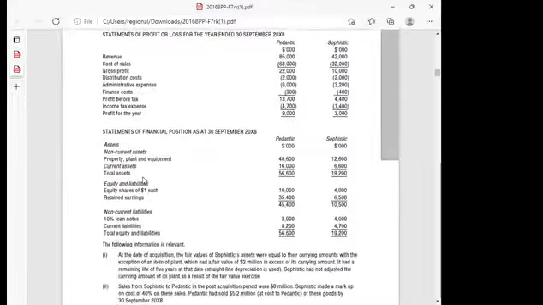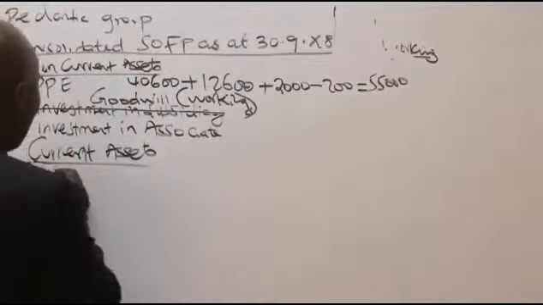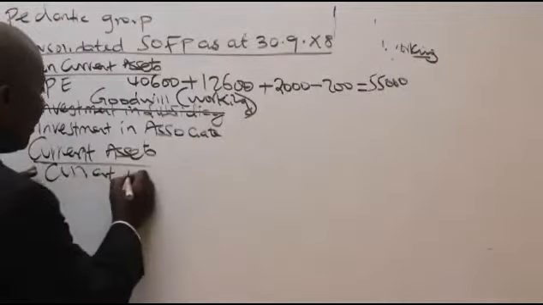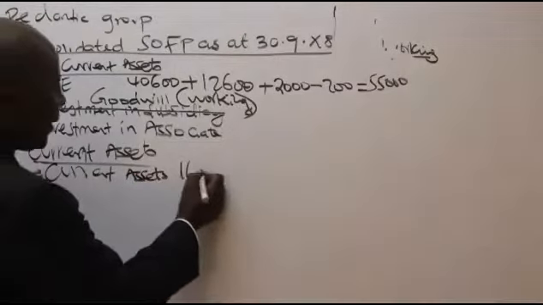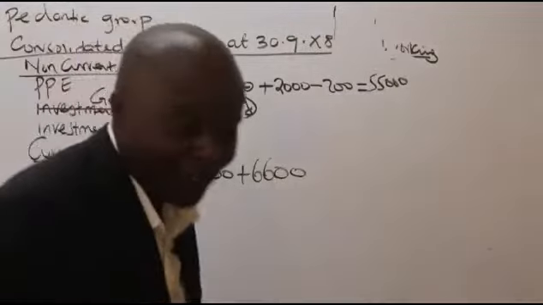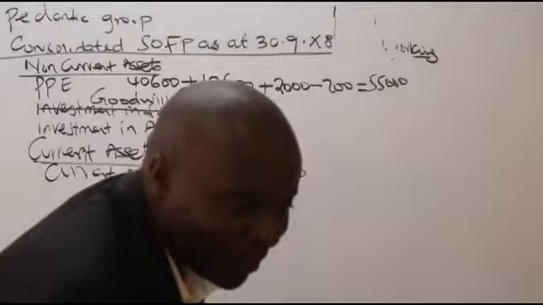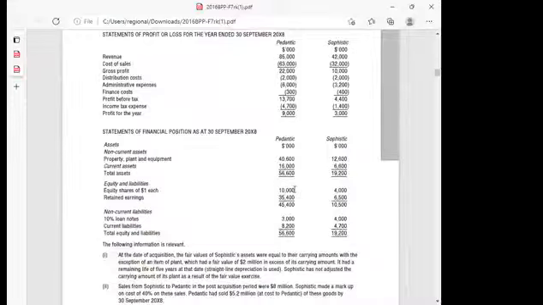Ladies and gentlemen, our current assets, they are here. This guy has done something very nice. Our current assets, I can see 16,000 and 6,600. I'll simply combine them, put them together. So we have 16,000 plus 6,600. So we have here current assets. What do we have here? 16,600. Leave it like that. Go to the next one.